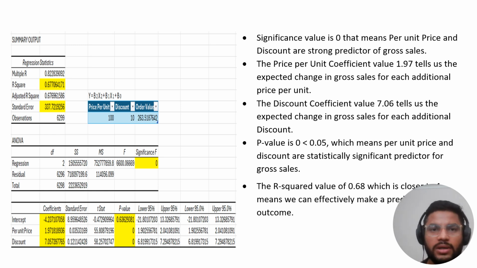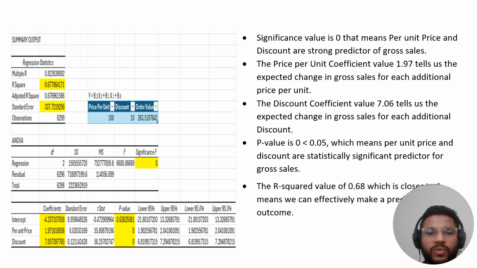features for gross sales. So what we found in this model, the significance value of 0, means price per unit and discount were very strong predictors for gross sales. Also, the price per unit coefficient of 1.97 tells the expected change in gross sales for each additional price per unit. The discount coefficient's value of 7.06 tells the expected change in gross sales for each additional discount. We found the p-value as 0, which is a good thing, smaller than 0.05. That means price per unit and discount are statistically significant for predicting gross sales.